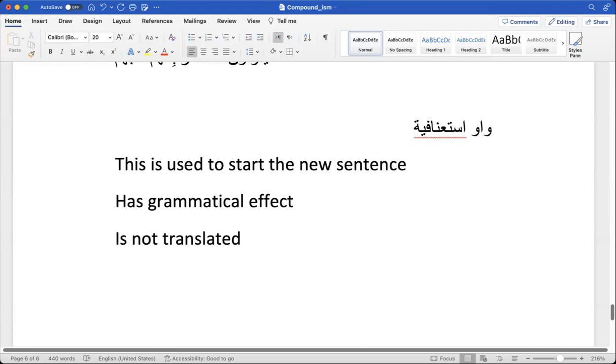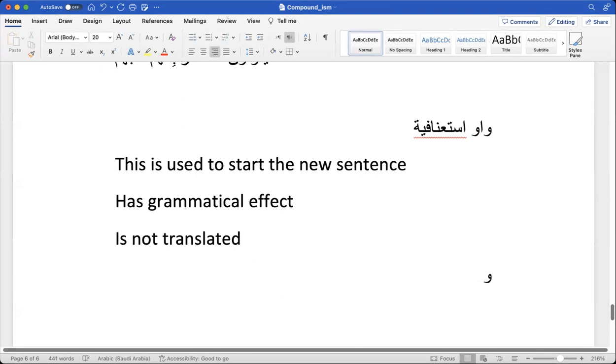It's also not waw ataf. Waw ataf is different: the previous grammatical rule will apply to the word after the waw, meaning the sentence is a continuation. But in this case, this waw tells us that this is not a continuation of the previous sentence. This is a beginning, a new sentence, and it will not have any grammatical effect.